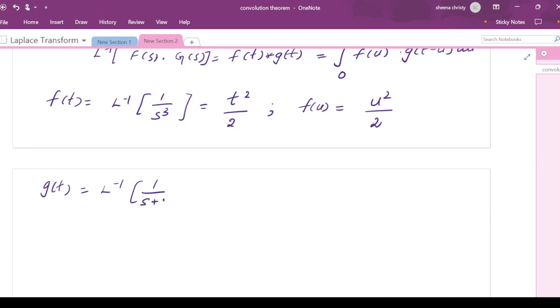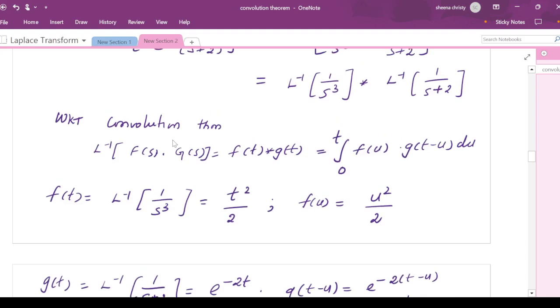So this is equal to e power minus 2t, we know that. So g of t minus u will give you e power minus 2 into t minus u. This I can split as e power minus 2t into e power plus 2u. Okay. Now we are going to substitute in the formula.